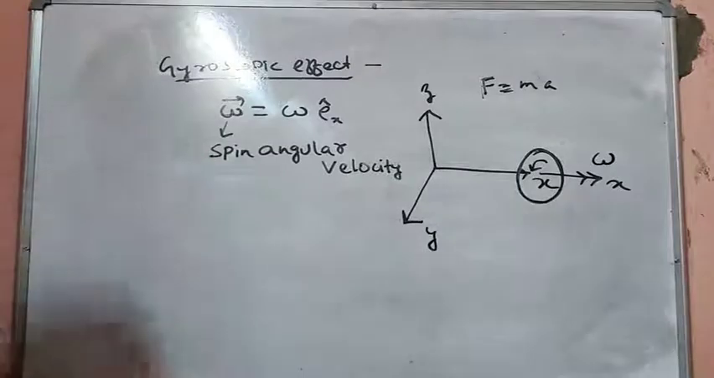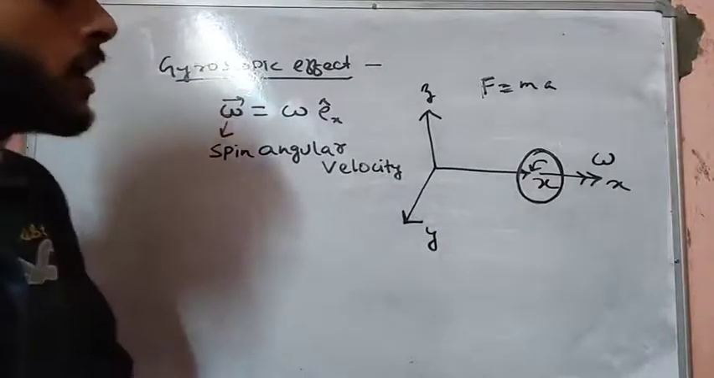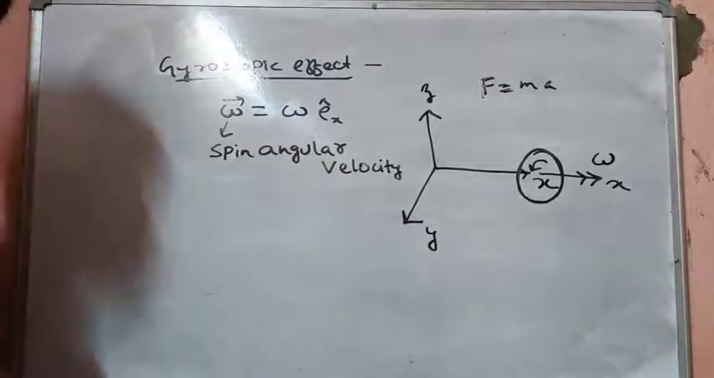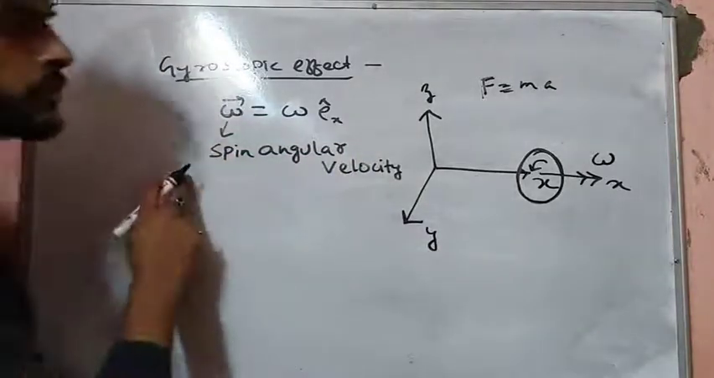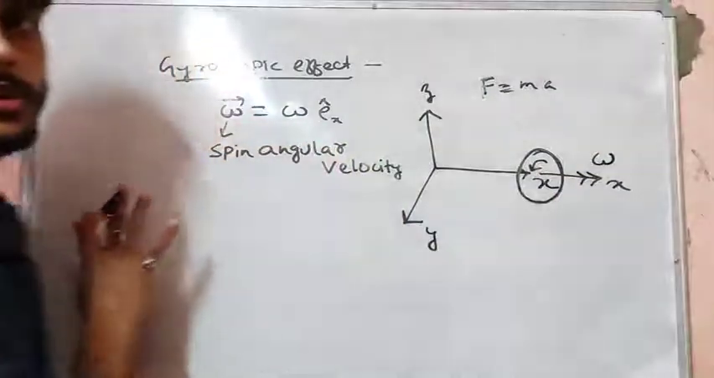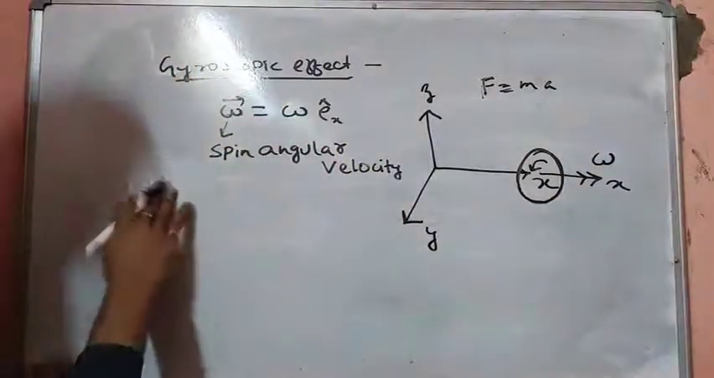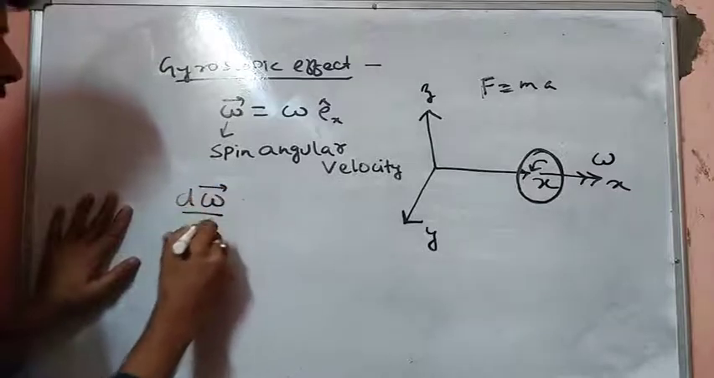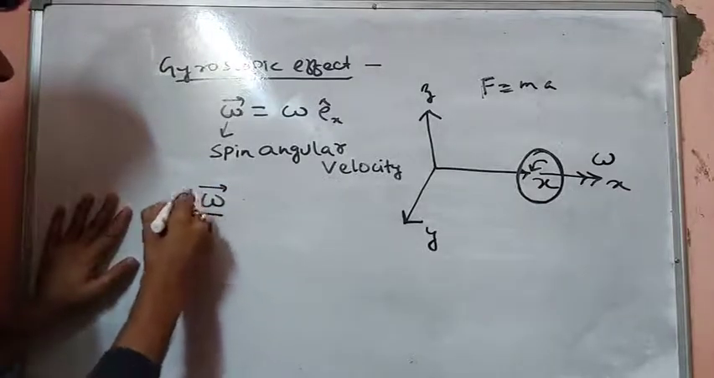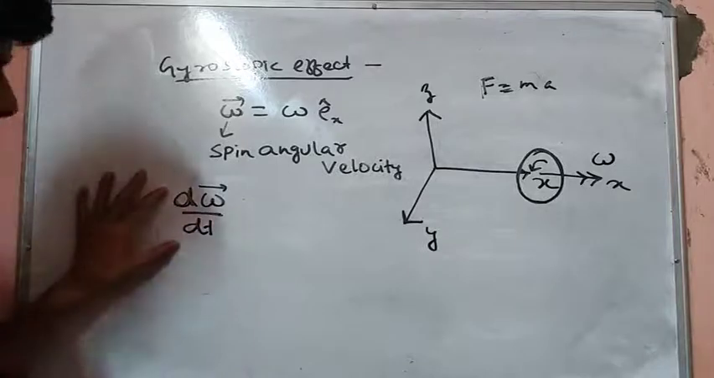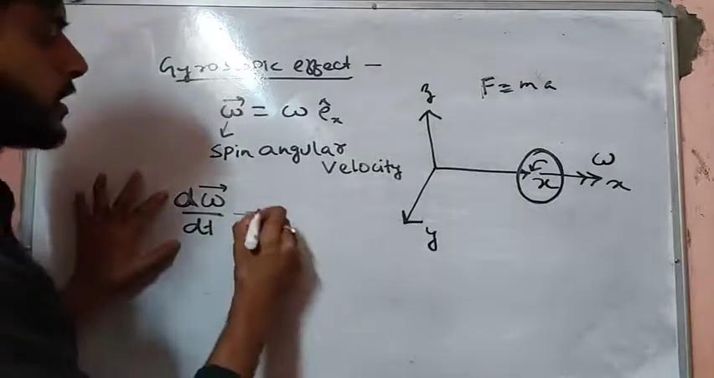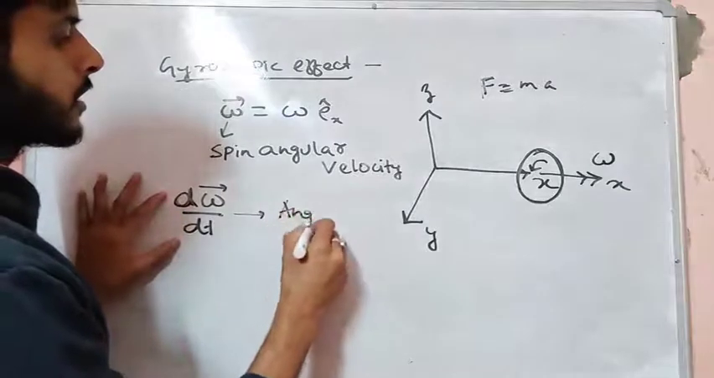Fine. Okay, so we will try to find out what we mean by the rate of change of angular velocity. Okay, this is important. So we have to find out the angular velocity. The spin angular velocity is this. The definition is very well known. We will now find out the rate of change of this angular velocity. The rate of change of angular velocity is nothing but our angular acceleration.